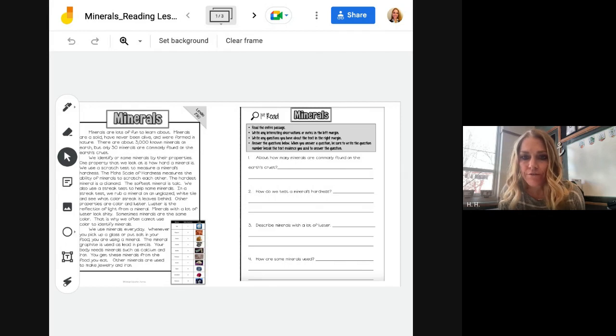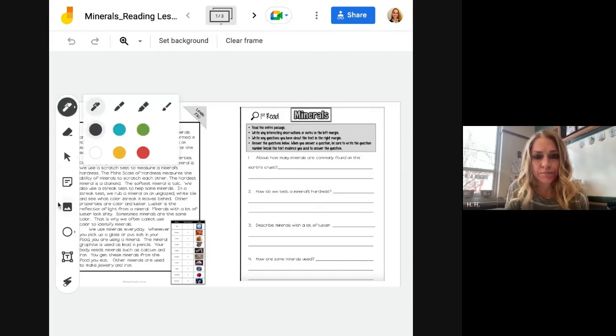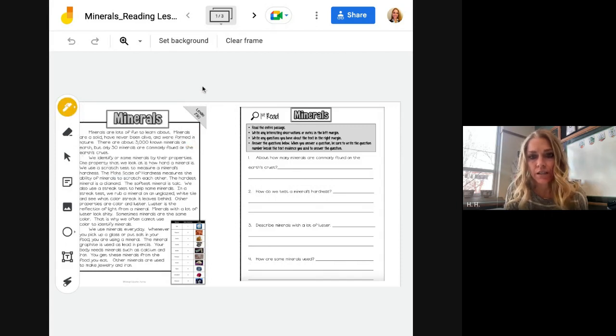How many minerals are found on Earth's crust? Well, here's that word, Earth's crust, if you can see right there. Yeah, and we can see it says about 30 minerals are commonly found. All right, well, let's get out our highlighting tool, and we're going to go ahead and highlight where we see the answer to that question.